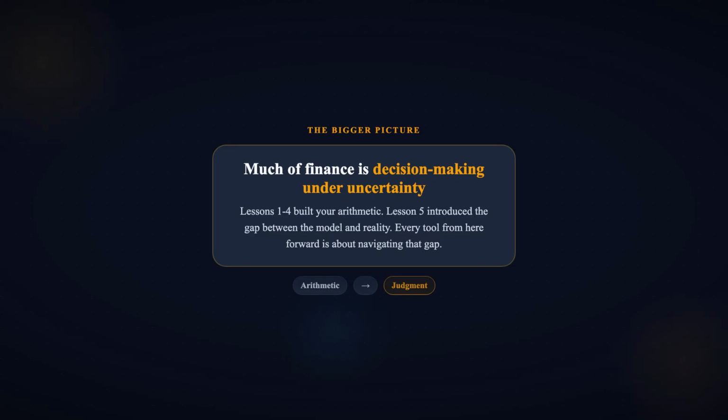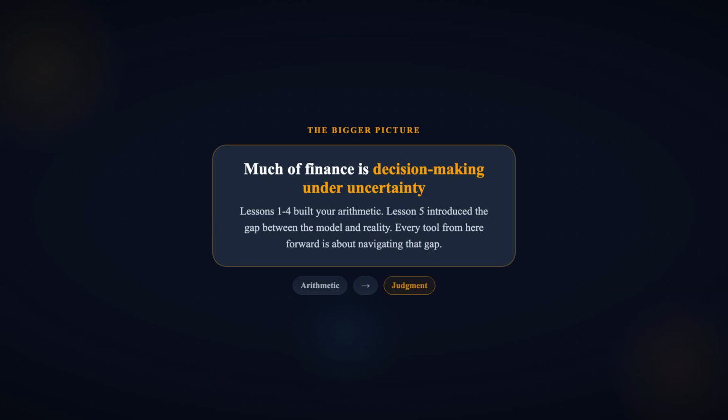This lesson introduced uncertainty. With a variable rate, the future inputs are unknown. You can estimate, but you cannot guarantee. This is the beginning of a deeper theme. Much of finance is decision-making under uncertainty. Forward rates from Lesson 4 are consistency conditions. They tell you what rates must be if no one gets a free lunch. Variable rates are what actually happens when the world moves and the curve shifts. That gap between the model and the reality is where all the interesting work lives.